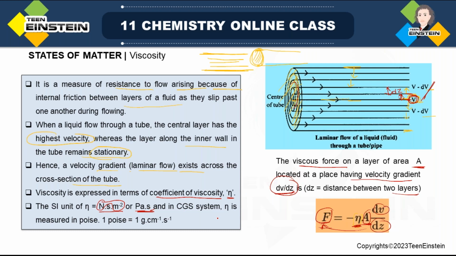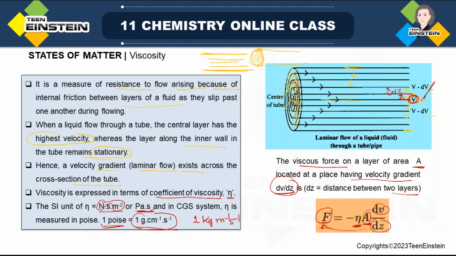But in the CGS system, there is another unit which is basically 1 gram per centimeter per second, which is also called poise. Now if it is in CGS, obviously in SI it will be 1 kg per meter per second. Just centimeter is now meter and gram is now kg.